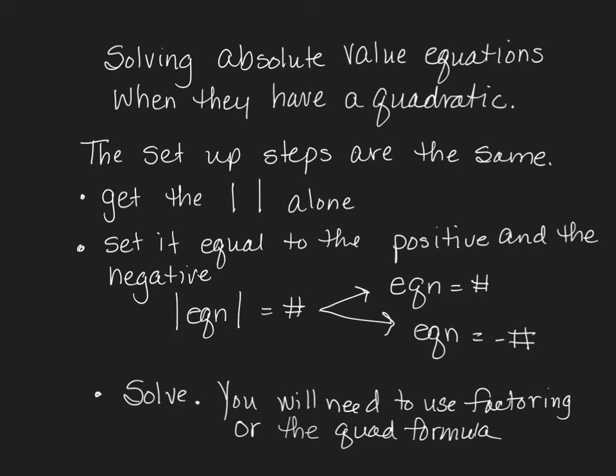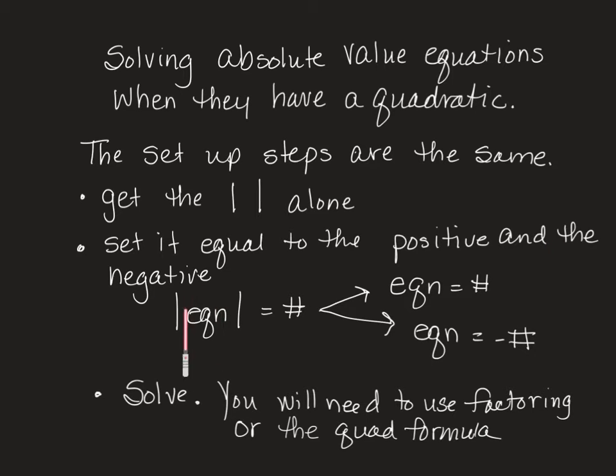Hi guys, we're going to discuss solving absolute value equations when they have a quadratic inside. To do this, the setup is the same as it was for our other absolute value equations. You want to get the absolute value alone, meaning if anything's on the outside of it, you want to add or subtract it to the other side. We're going to set it equal to the positive and to the negative of the equation.